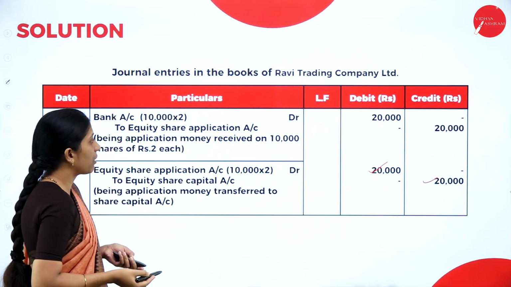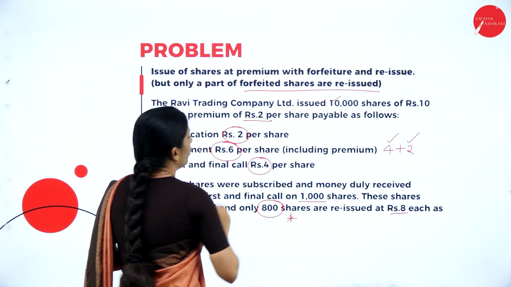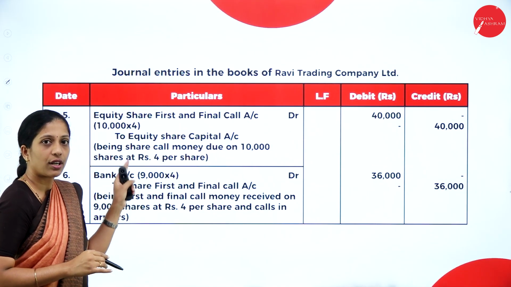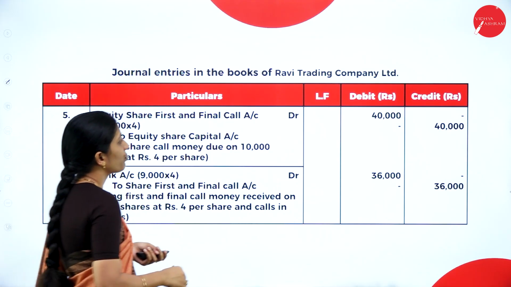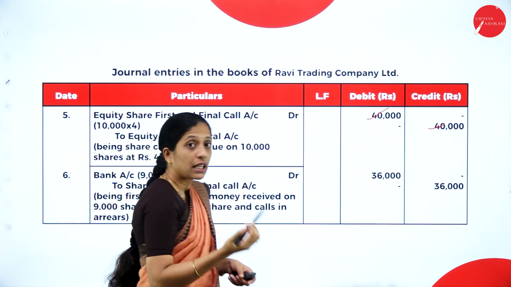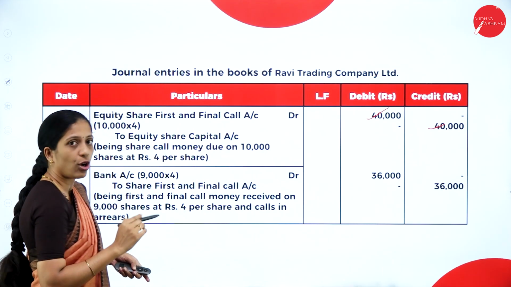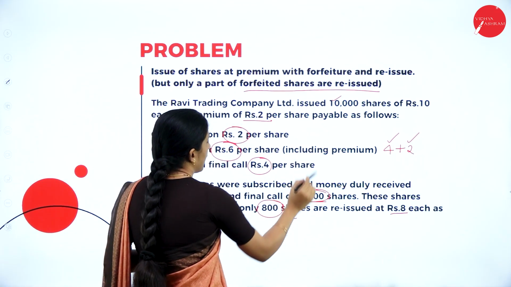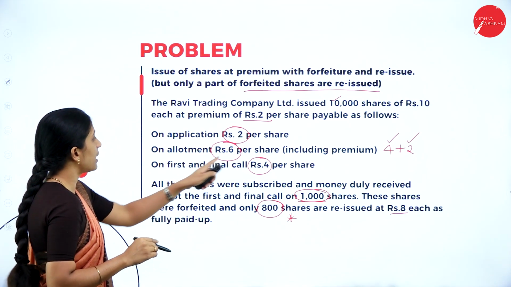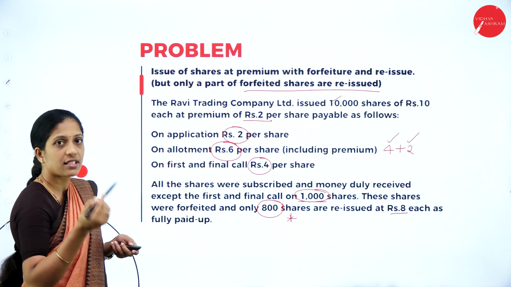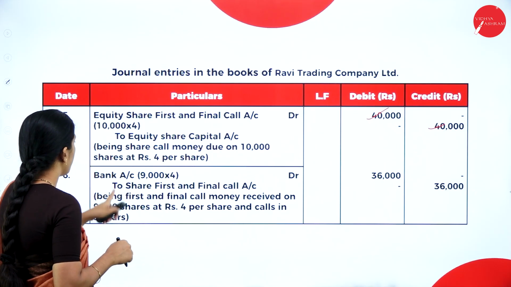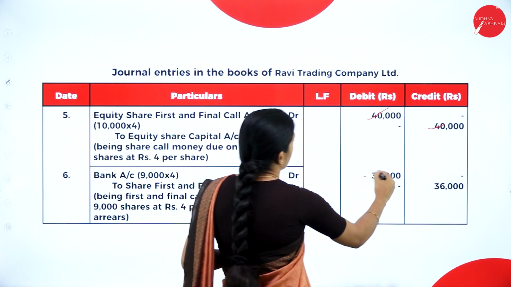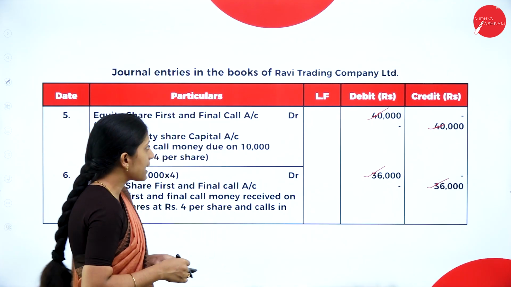Now coming to first and final call. First and final call will be 10,000 into 4. Okay, so due entry. So what is your entry? Equity share first and final call account debit to equity share capital account, 10,000 into 4, that is 40,000. Now coming to receive entry. So how many shareholders have not paid? 1000 shareholders. So it will be 10,000 minus 1000, so 9,000 into 4. So that would be your receiving of first and final call money. So your entry will be bank account debit to equity share first and final call account, 9,000 into 4, that is 36,000.